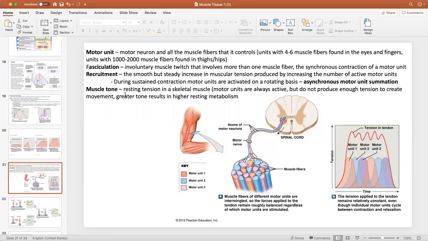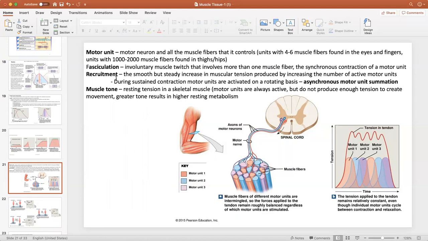Okay, I just mentioned a motor unit. A motor unit is the motor neuron plus all the muscle fibers. So with things like the eye, like I said, it has 4 to 6 muscle fibers. Okay, so we can develop tension fairly quickly and have a fast twitch, and then a quick decrease in the relaxation phase. But in muscles like in the hips and thighs, we can have thousands of muscle fibers in a motor unit. Okay. Fasciculation, this is involuntary muscle twitches, and it usually involves more than one muscle fiber.